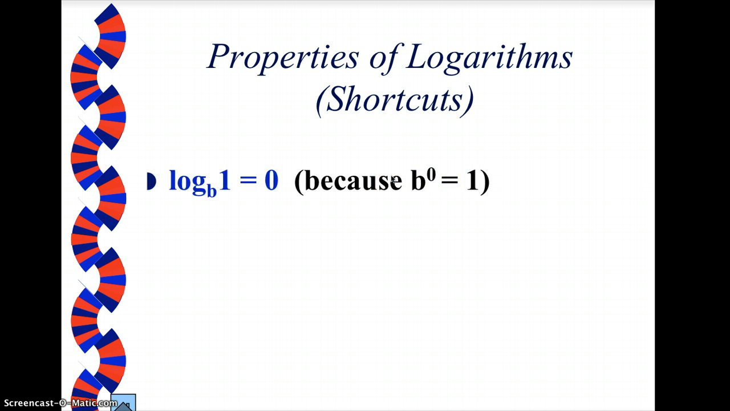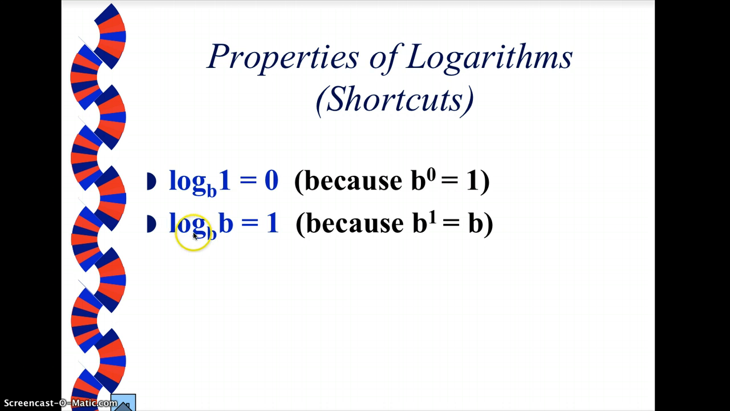First one is when you see logarithm of base b of 1, you should know that it's equal to 0 because any number raised to 0 is equal to 1. So you should be quick at this. The second one that you should know is the logarithm of base b of b is equal to 1 because any base or any number raised to the first power is equal to b.